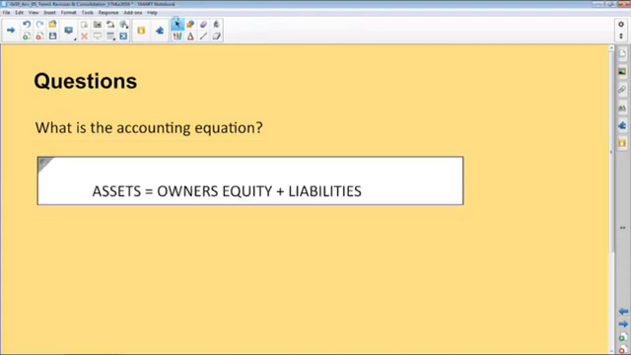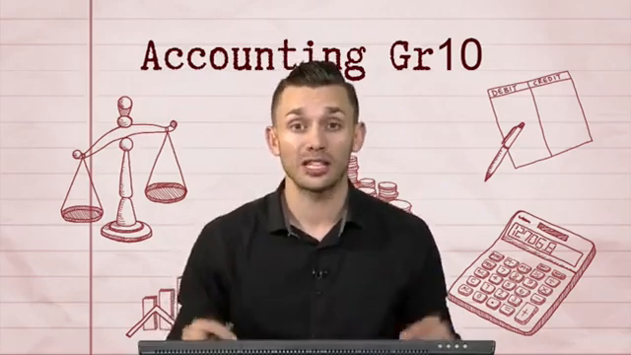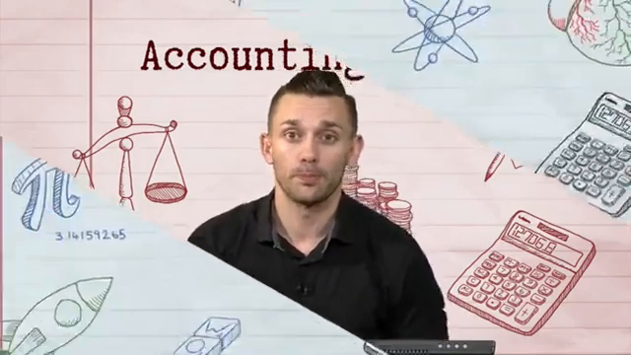Your assets equals owner's equity plus liabilities. Now you need to remember this equation. This is the first pillar of accounting. If you know this, you can't go wrong with anything you attempt in accounting. So I'll see you after the break and we'll continue.